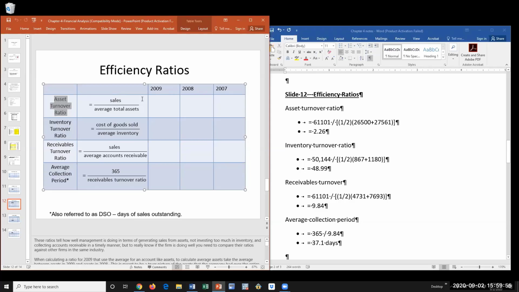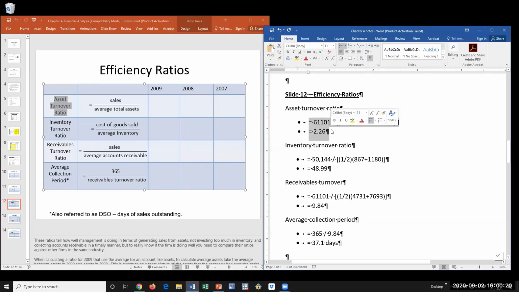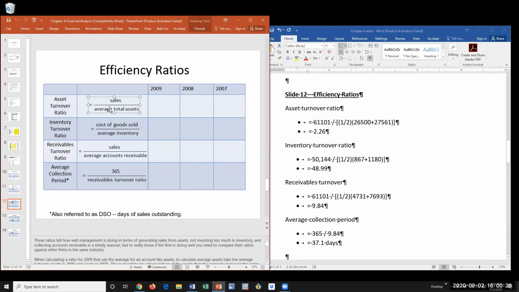And so the higher the number, the better for this, because it means a company is doing a good job of not over investing in assets, that the assets that they do have produce. So higher asset turnover ratio, the better. And so it's sales divided by average total assets. Now let me comment on something on this formula. You notice how it says average total assets in the denominator?